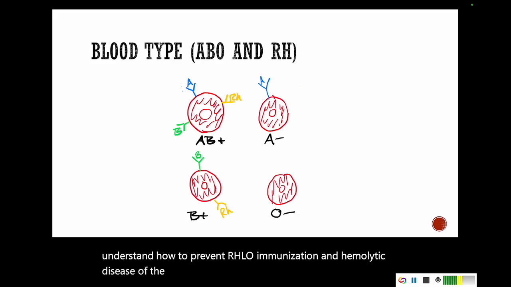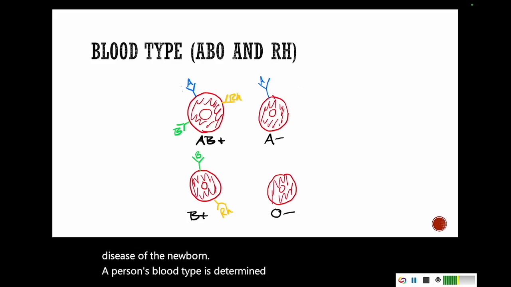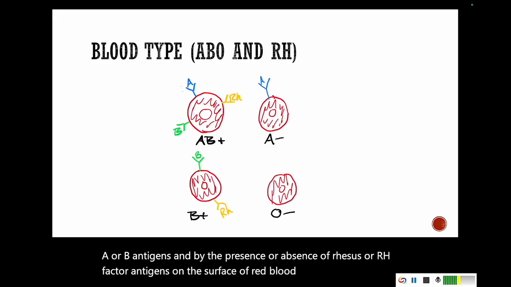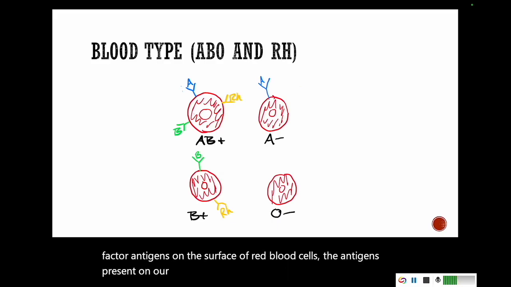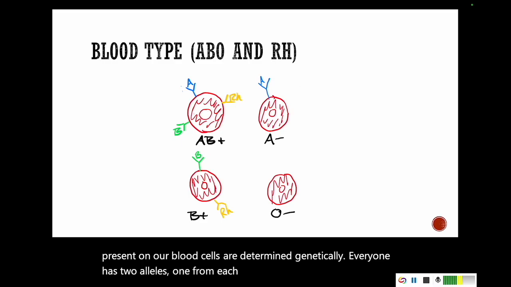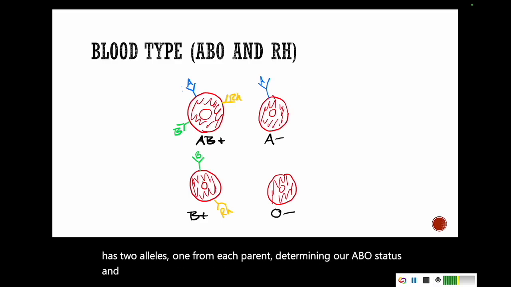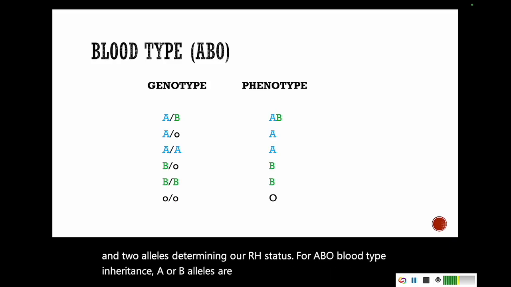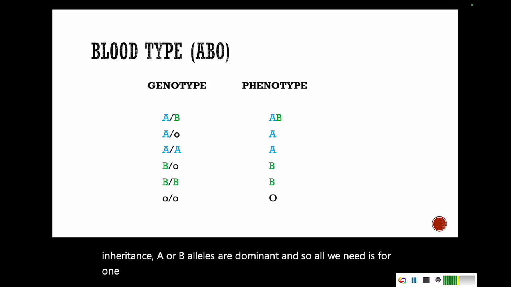A person's blood type is determined by the presence or absence of A or B antigens and by the presence or absence of rhesus or Rh factor antigens on the surface of red blood cells. The antigens present on our blood cells are determined genetically. Everyone has 2 alleles, one from each parent, determining our ABO status, and 2 alleles determining our Rh status. For ABO blood type inheritance, A or B alleles are dominant, and so all we need is for one allele to be present and the protein will be expressed on the surface of the RBCs.